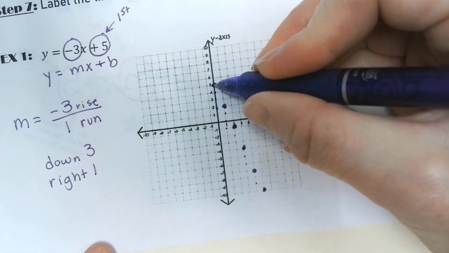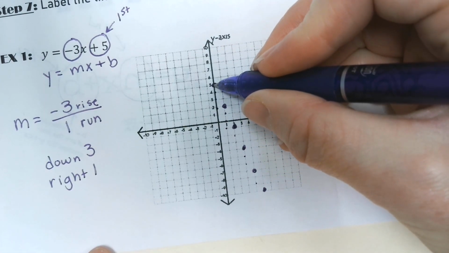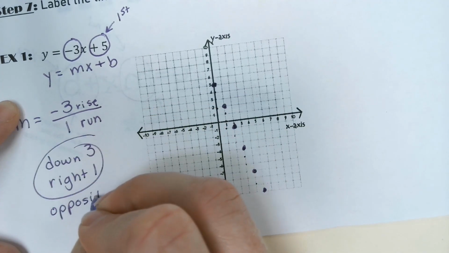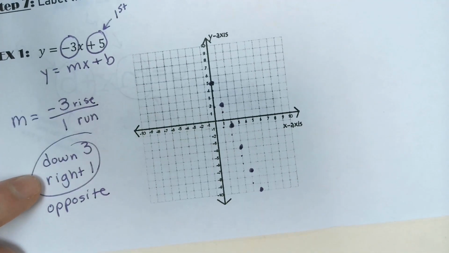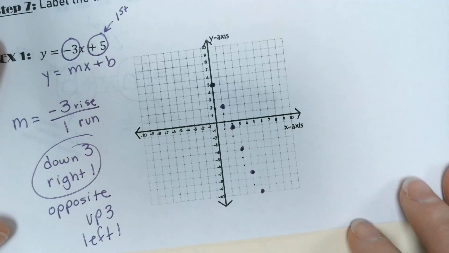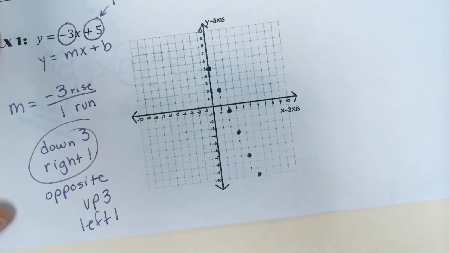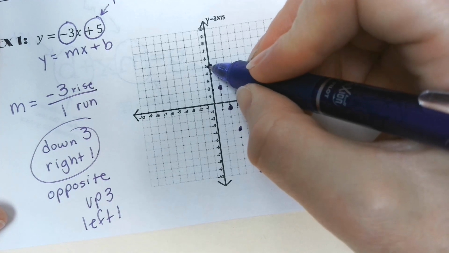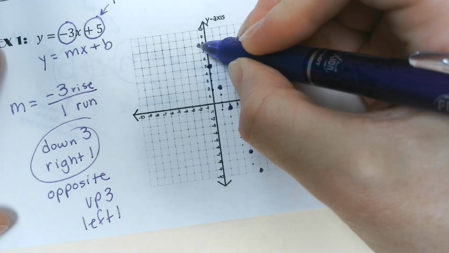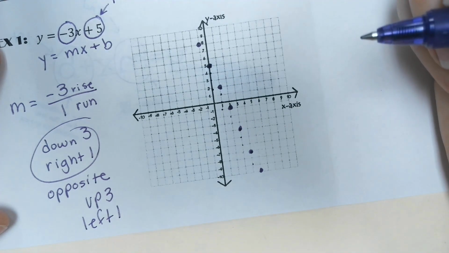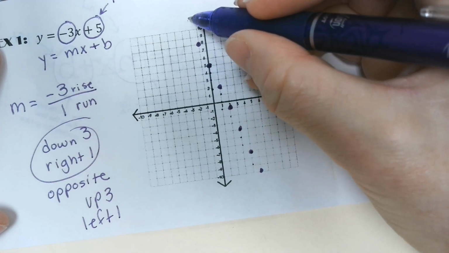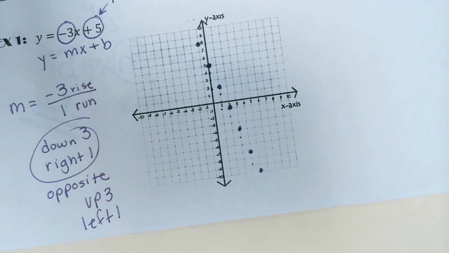All right, but we need to go to the other side of the y-axis. So we're going to do the complete opposite of this. What's the opposite of down 3, right 1? Up 3, left 1. So go back to your y-intercept and do that. Go up 3, 1, 2, 3, left 1. And then 1, 2, 3. Oh, I'd be off the graph. So I'm not going to graph that one. So I only had to do 1 on there.